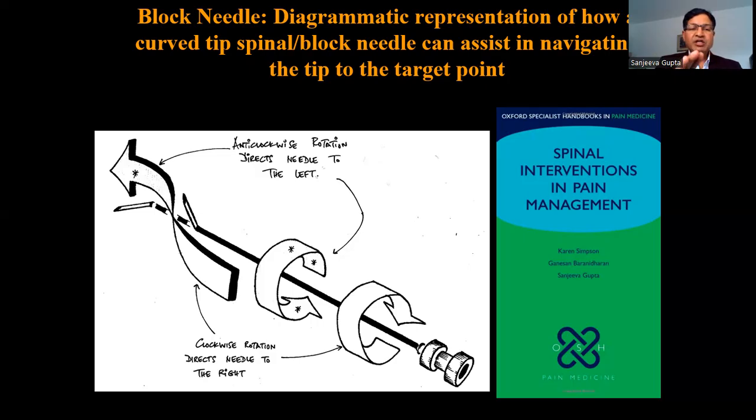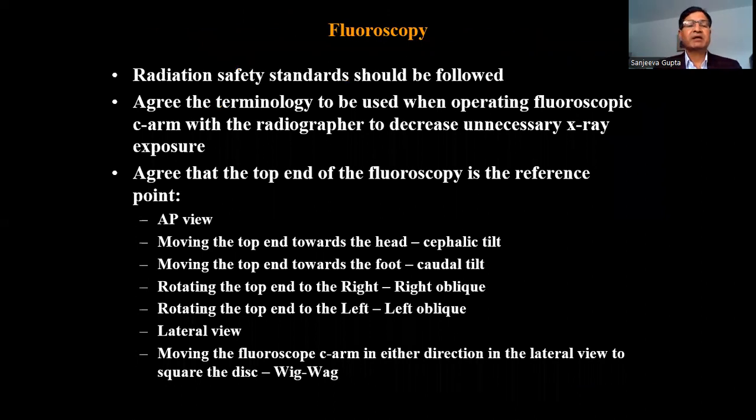So you can change to any degree of angulation and direct the needle in any direction you want. What it prevents is repeated in and out of the needle to get it to the target point. So you can just navigate your needle and it goes to the target point. It becomes very easy to navigate the needle with a bent tip needle.